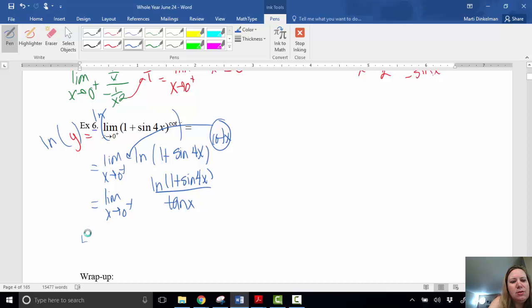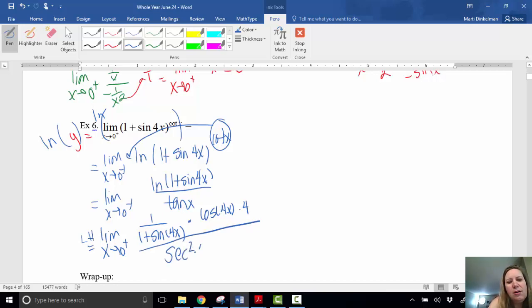All right, so let's do L'Hopital's rule now. So for natural log, 1 over the stuff, that's how I say it at least, 1 over the stuff times the derivative of the stuff. So cosine and then 4. So 1 over the stuff times the derivative of the stuff. All right, and then the derivative of tangent is secant squared.